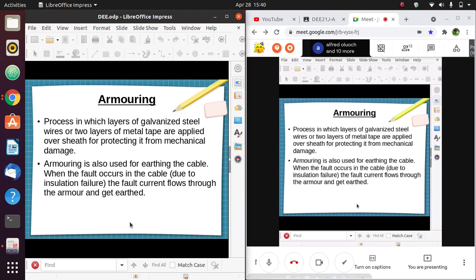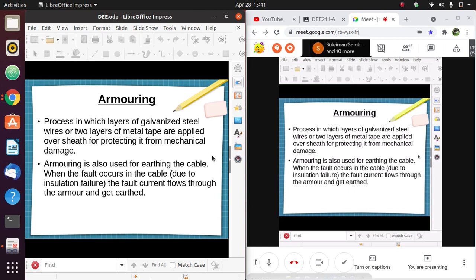Now, armoring is a very important process when you come to cabling. When you take a sheet of steel, braided steel, and then you layer it around your sheath, what you've done is you've added mechanical protection. This is just to ensure that your cable can withstand the mechanical forces that are subjected to it. Now, in some types of cables, kuna cable nimesahau jina yake, you'll find that it's a single core cable that only has one conductor and an armor around it. So the conductor carries the live current, and the armor is the return, the ground. So armoring can also be used for earthing.